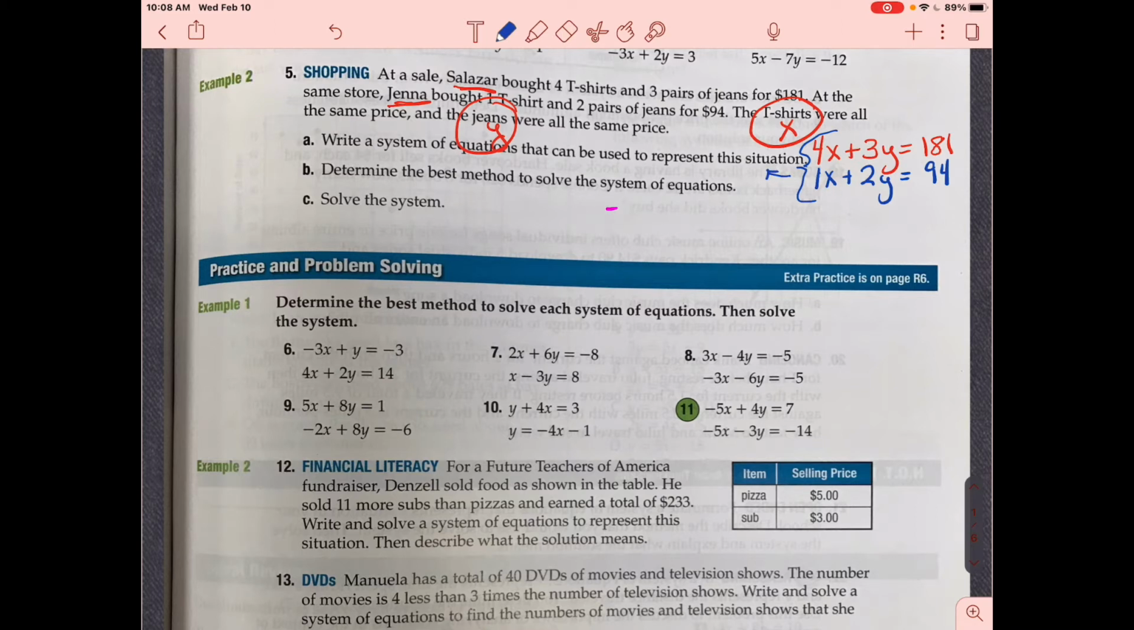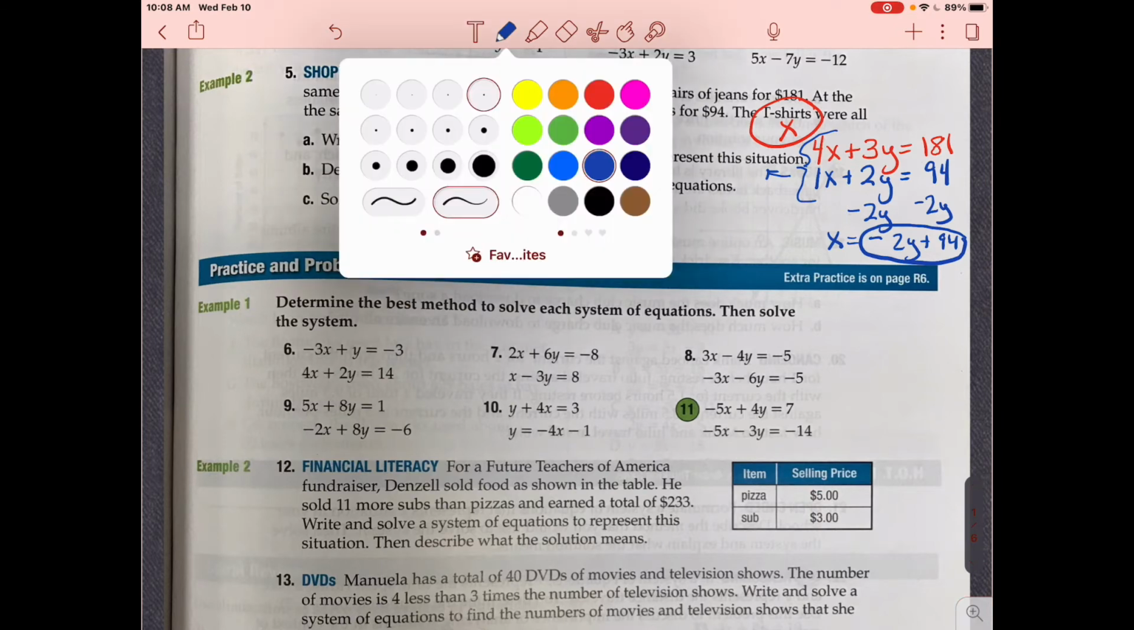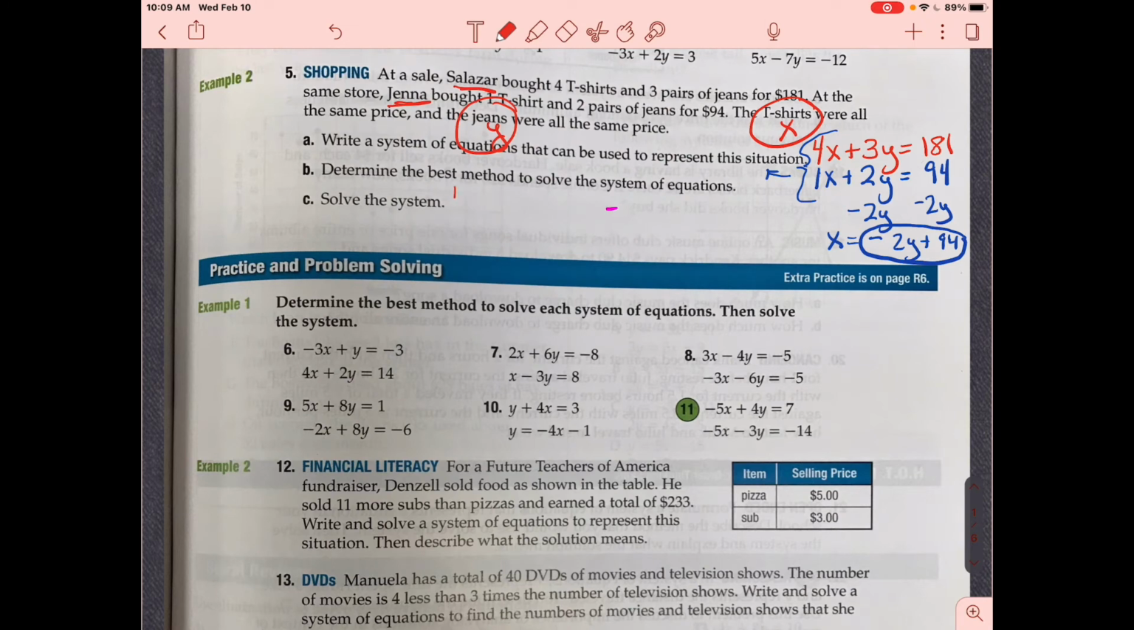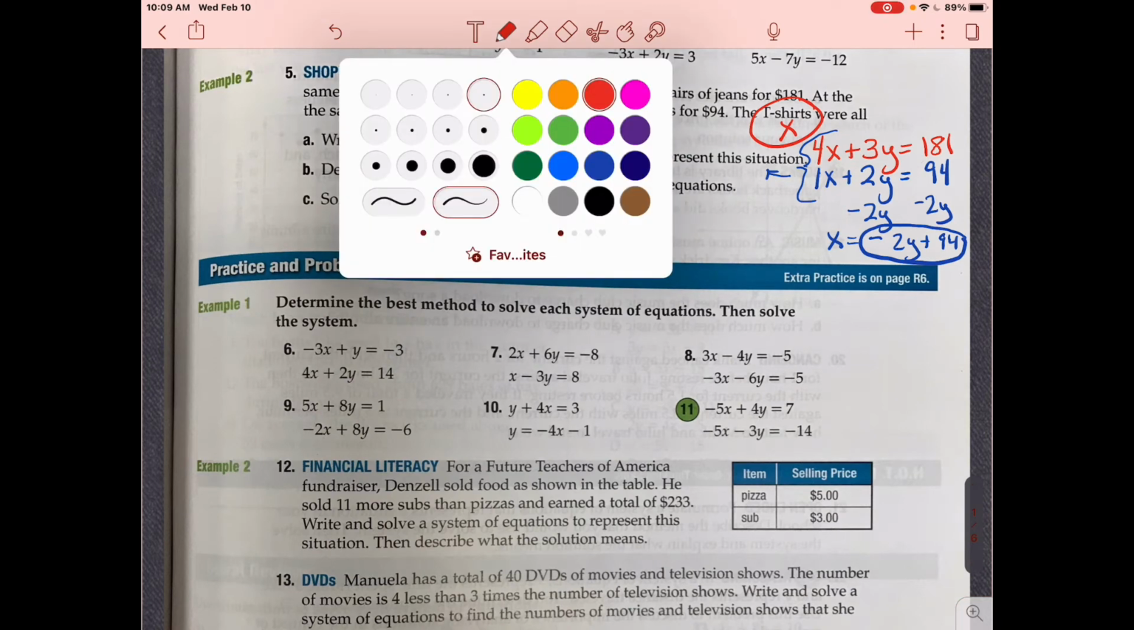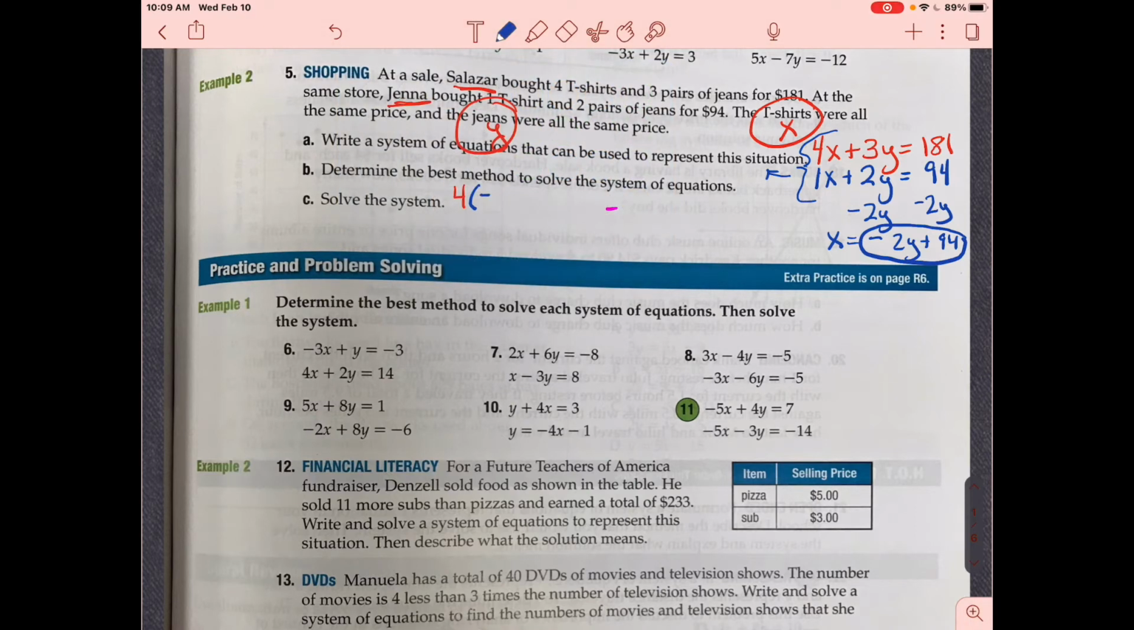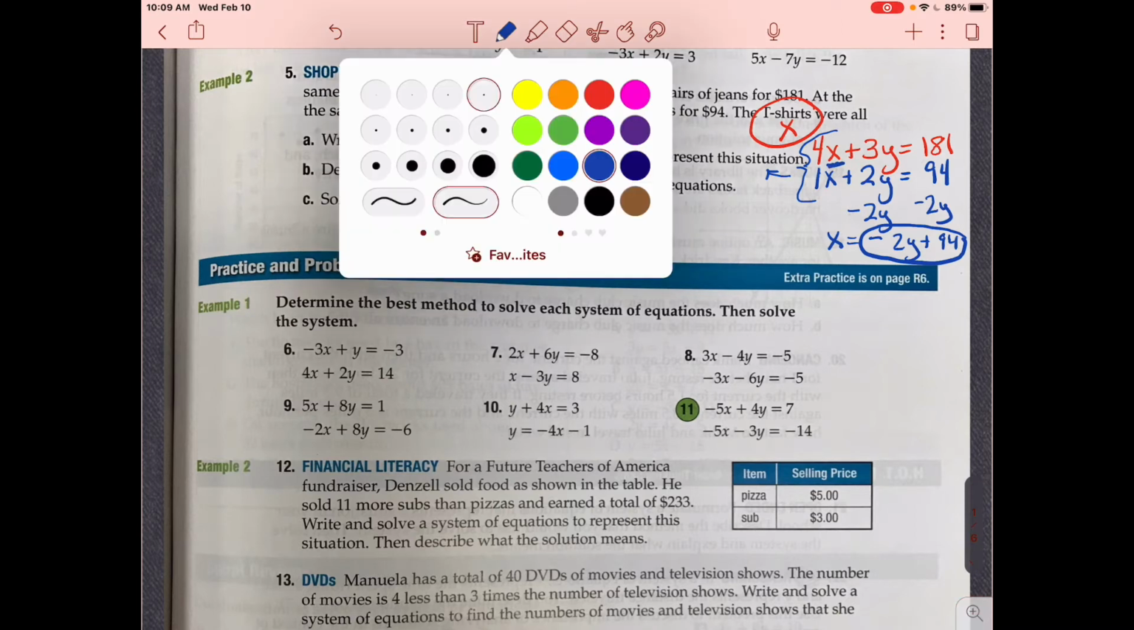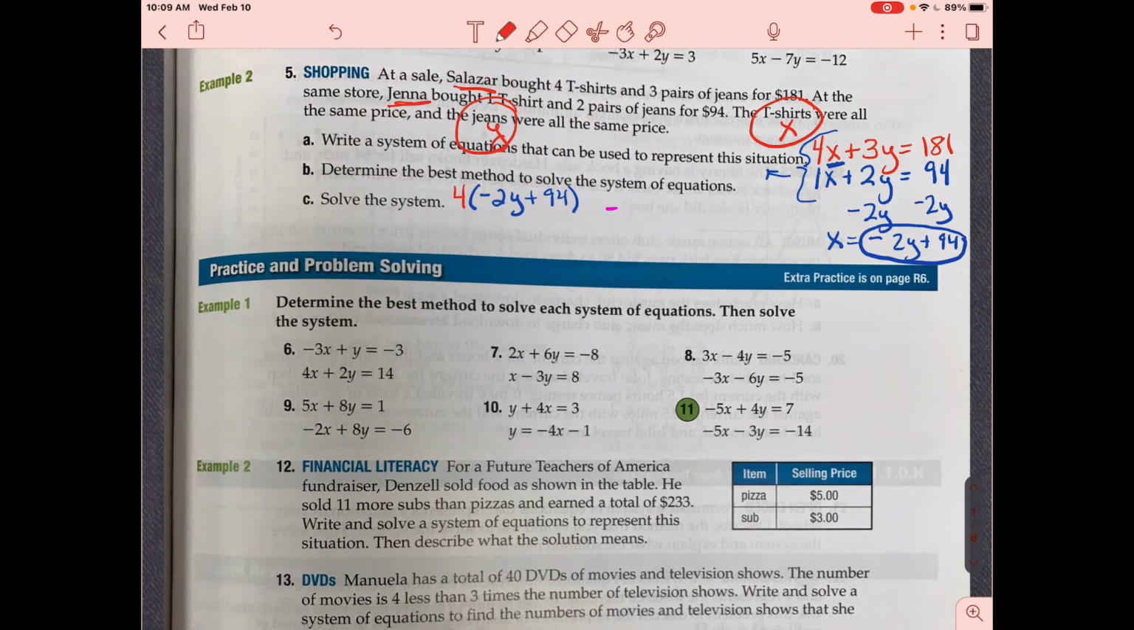Since I have x plus 2y equals 94, it would be pretty easy to rearrange Jenna's equation to use substitution. I'm going to end up with x equals negative 2y plus 94. And then I have something that I can plug in and solve. So let's go ahead and do that. I'm going to have 4, and then this is in Salazar's equation. I'm going to plug in negative 2y plus 94 instead of x. So I'm going to keep going. Let's see, plus 3y equals 181.